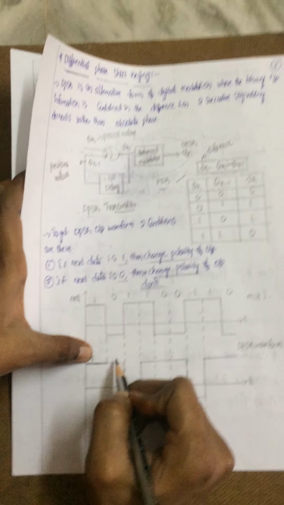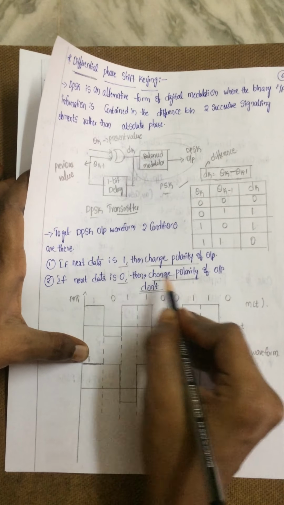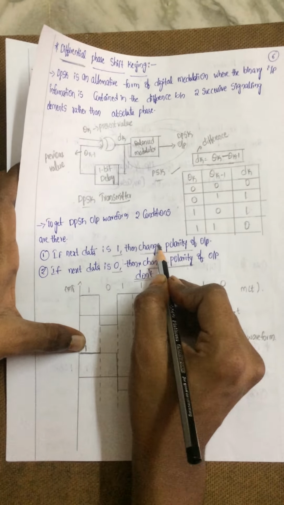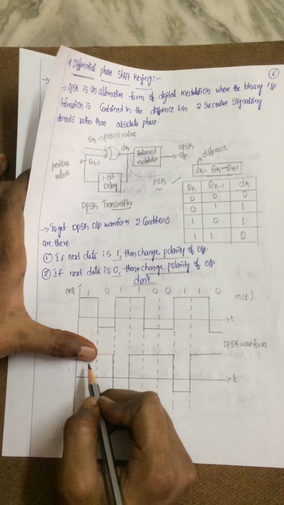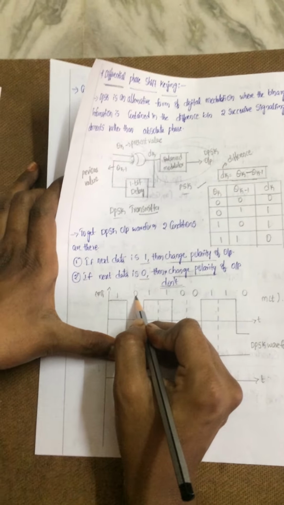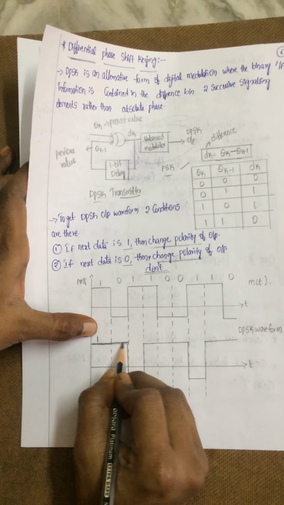1 as it is. If next bit is 0, I don't have to change polarity. If next bit is 1, I have to change polarity. These two conditions are very, very important. Now let me take 1 as it is till this portion. Next bit is what? 0. 0 means I won't change polarity. As it is, 1 I have taken.